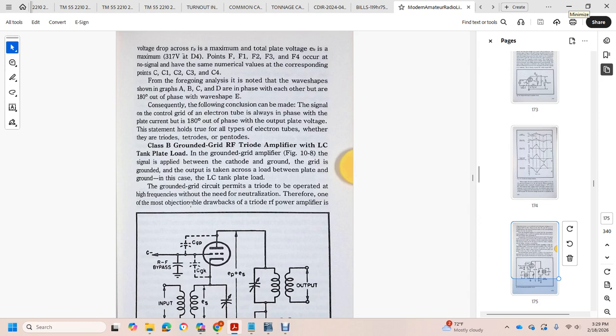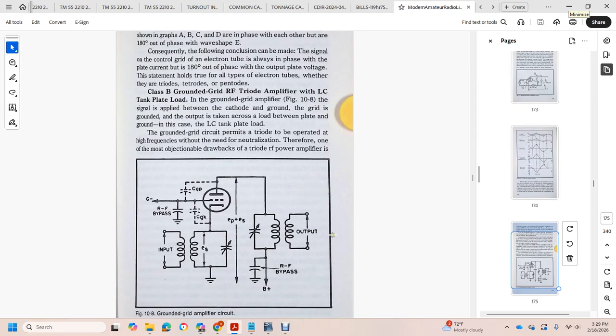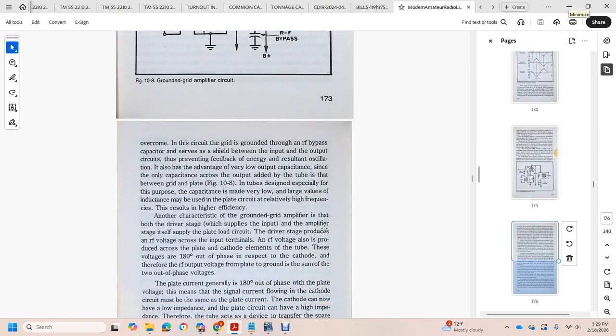The grounded grid circuit permits the triode to operate at high frequency without neutralization, which is one of the most objectionable drawbacks of the triode radio frequency power amplifier. This is overcome in the grounded grid circuit, where the grounded grid acts as a radio frequency shield between the input and output circuits, preventing feedback of energy that results in oscillation. It also has the advantage of very low output capacitance, since the capacitance applied is that between the grid and plate.